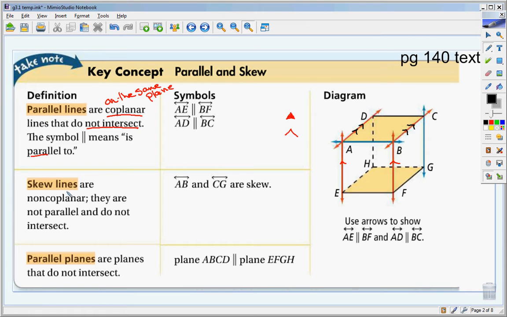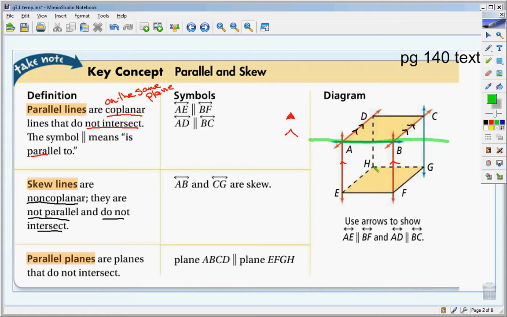Okay. Skew lines. Non-coplanar. In other words, they're not what? They're not on the same plane. And they're also not parallel and do not intersect. So, a pair of skew lines, if you look at where AB is going this way. Any line that's going the same direction as that one in this figure would be parallel to it.